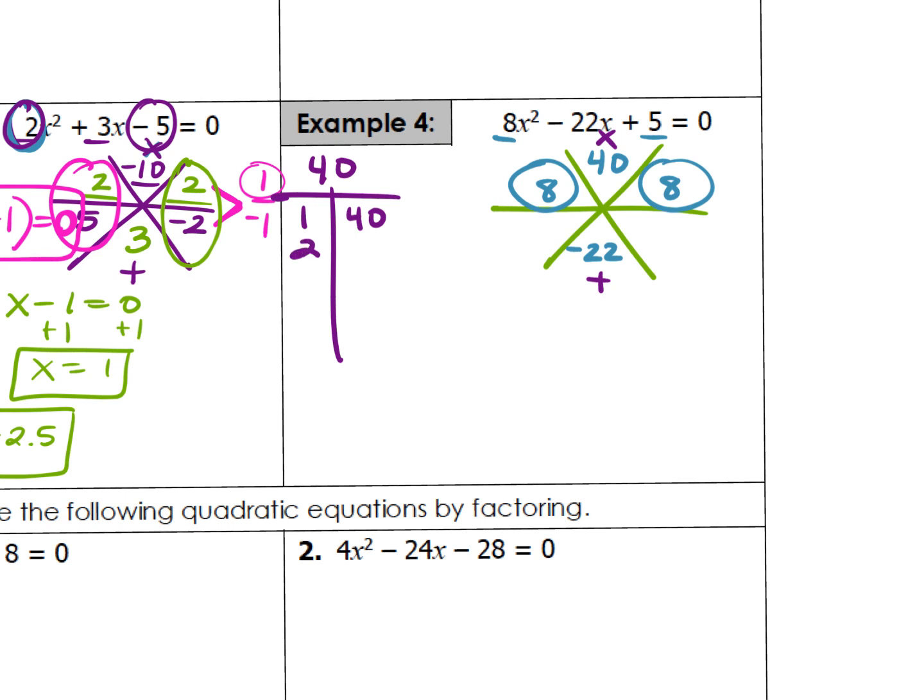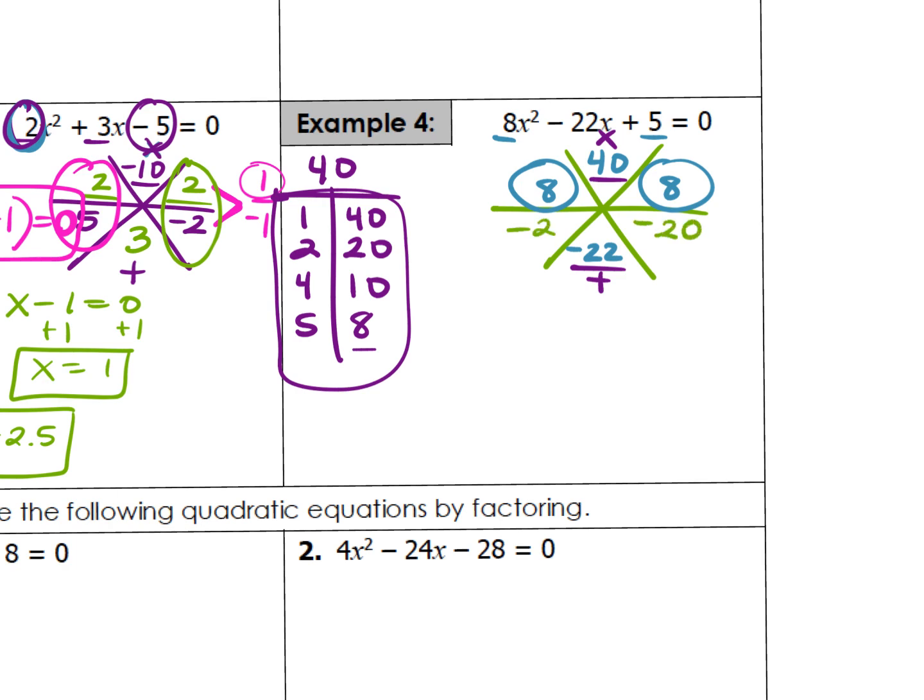So 40 divided by 2 is 20. 40 divided by 3 doesn't work. 4 is 10. 5 is 8. 6 doesn't work. 7 doesn't work. And then you're back to 8. So you can get your list just by plugging and chugging in the calculator. Okay? Which of these are going to get me to a negative 22 but a positive 40? Negative 2 and negative 20.